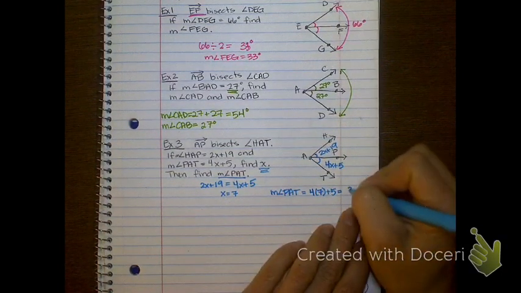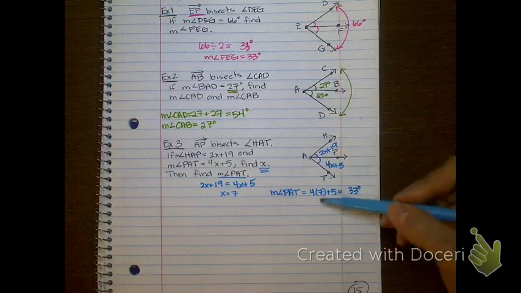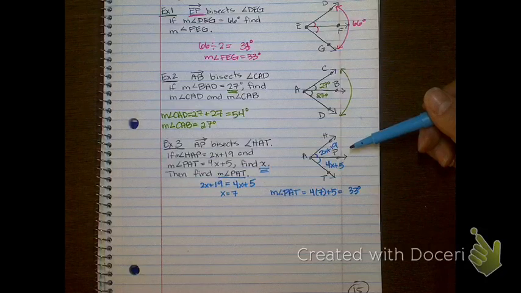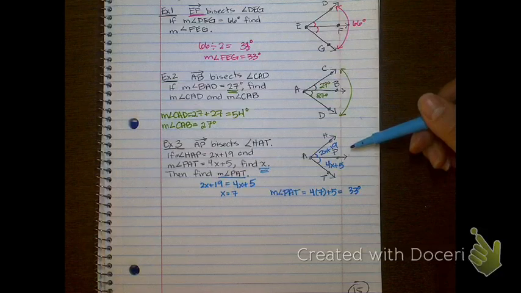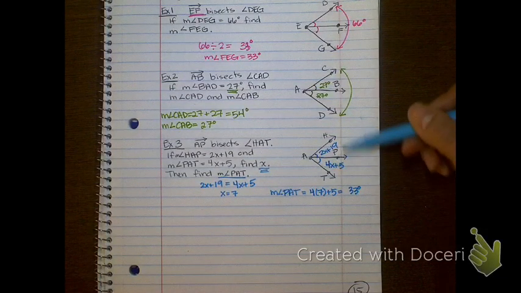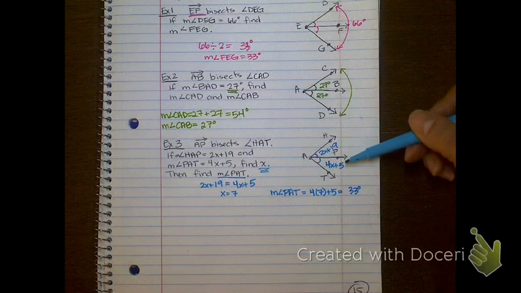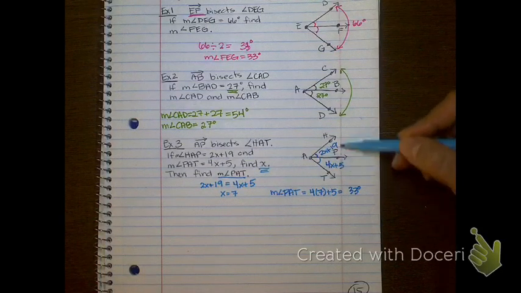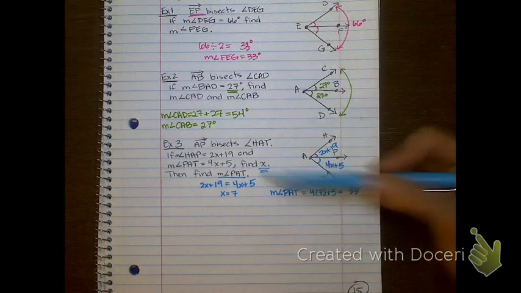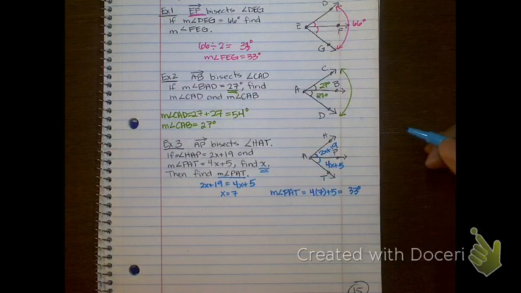Okay, did anyone, instead of plugging into 4x plus 5, plug into 2x plus 19? Be honest, did you? A couple of you. What did you get? Did you still get 33? Why does it work? Because we know these are both going to be the same size, right? So no matter which one I plug into, I should get 33, but you always want to plug back into the one they're asking. Does that make sense?